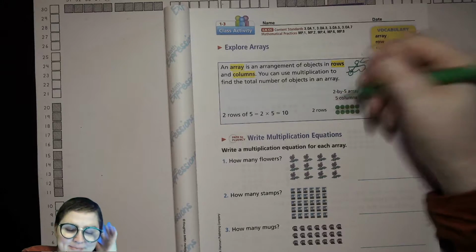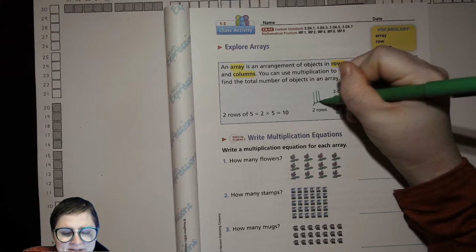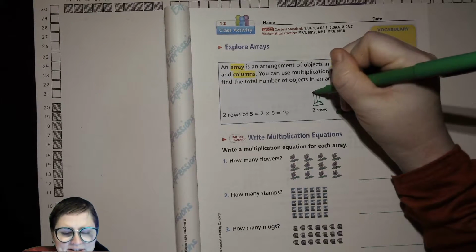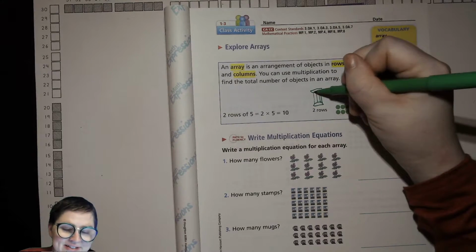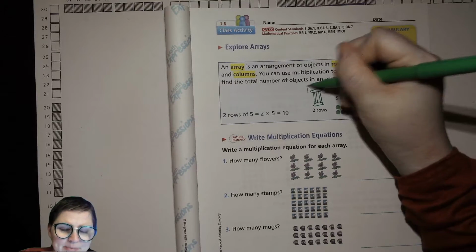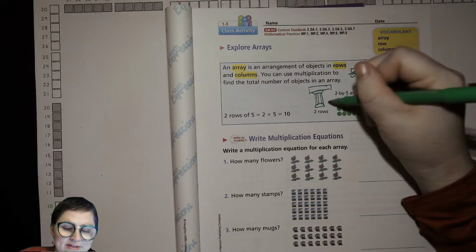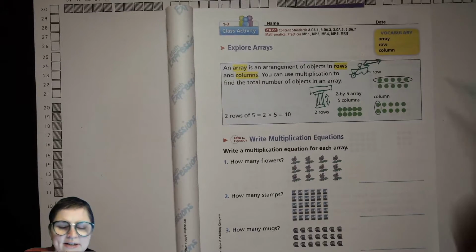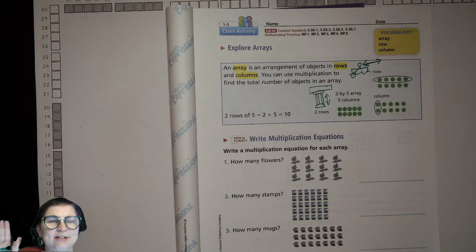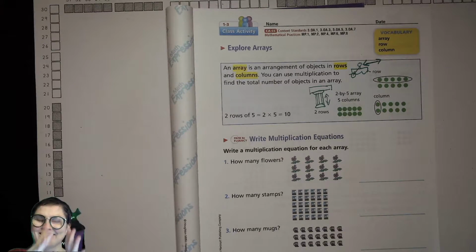And a column, like in fancy buildings, you might see these fancy columns that are standing up and down, and they usually will be supporting some building or something like that. So columns are up and down, rows are side to side. Keep that in mind. Okay, so show me rows, columns, and rows. Good. Okay, so just remember that.